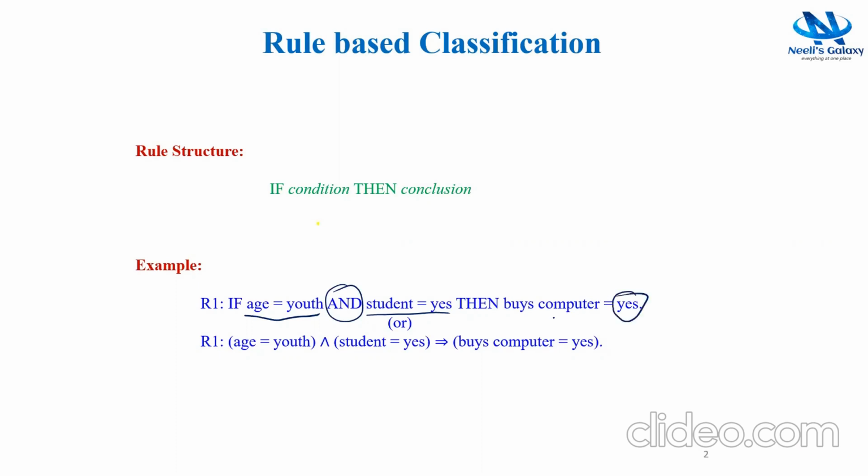If the condition in a rule antecedent holds true for a given tuple, we say that the rule is satisfied. Coming to the quality of the rule, we have two measures to assess it: coverage and accuracy. What is meant by coverage of the rule? Coverage of the rule is the percentage of tuples that are covered by the rule.